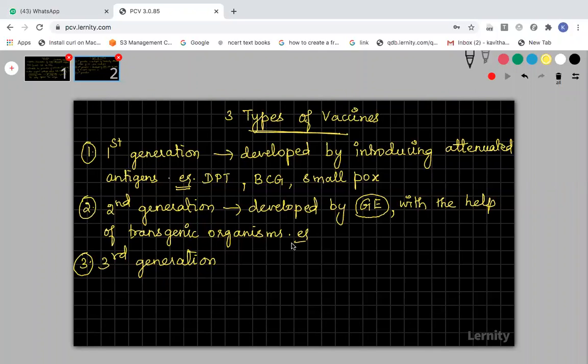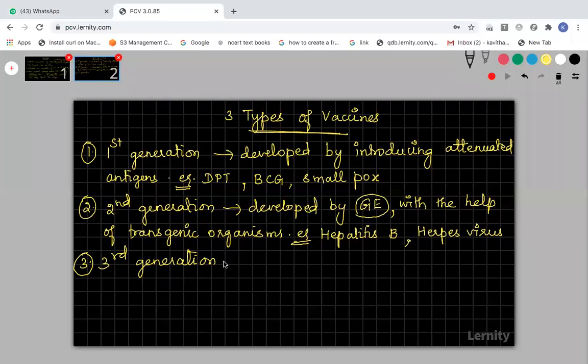Let me give you some examples for second generation vaccines. The vaccine developed for the hepatitis B virus, and the herpes virus, all these vaccines developed against these diseases or disease causing organisms belong to the second generation. In the second generation vaccines, they partially kill the antigen and inject it into microorganisms, and from the microorganisms the vaccines are developed.